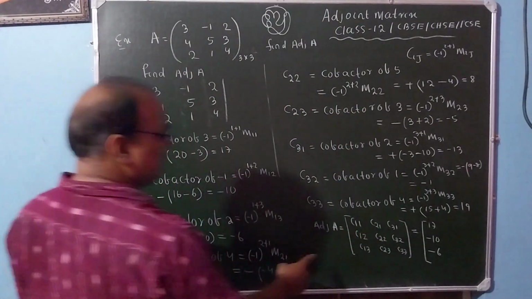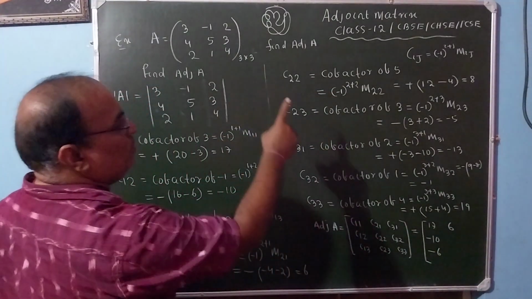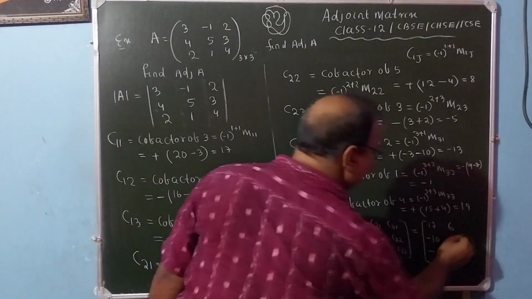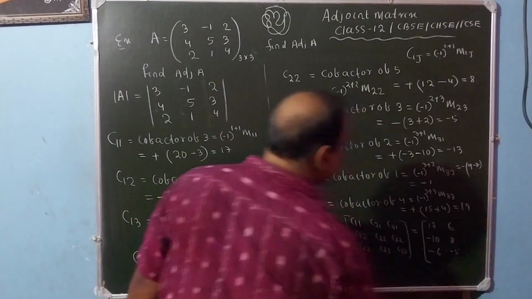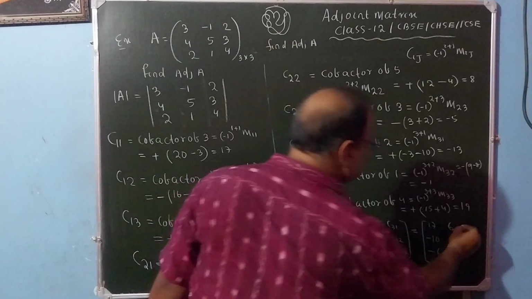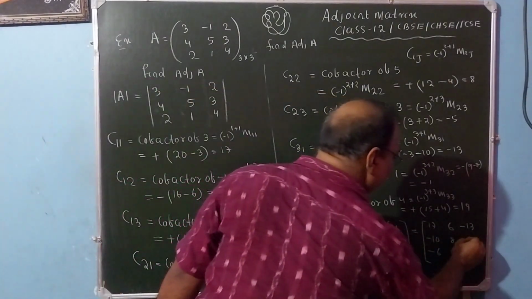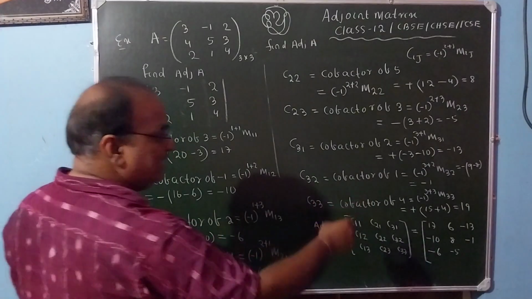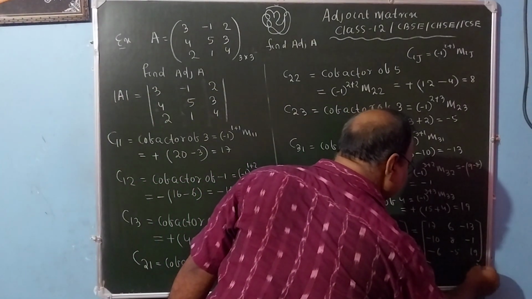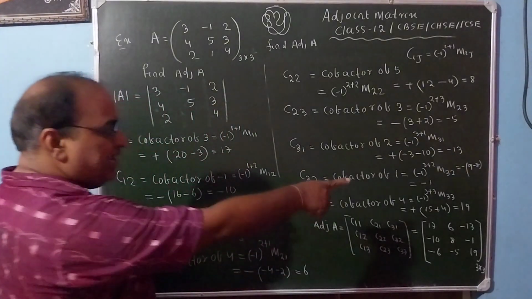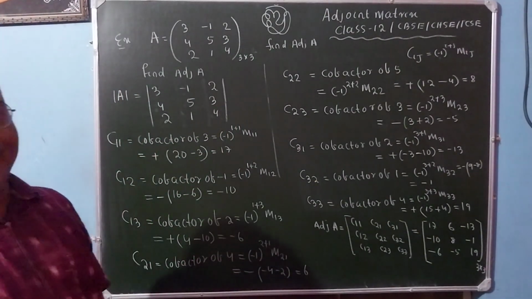C21 means 6. C22 means 8. C23 means minus 5. C31 means it is minus 13. C32 means minus 1. C33 means 19. Okay, so this is a 3 by 3. So adjoint of third order matrix is now calculated.